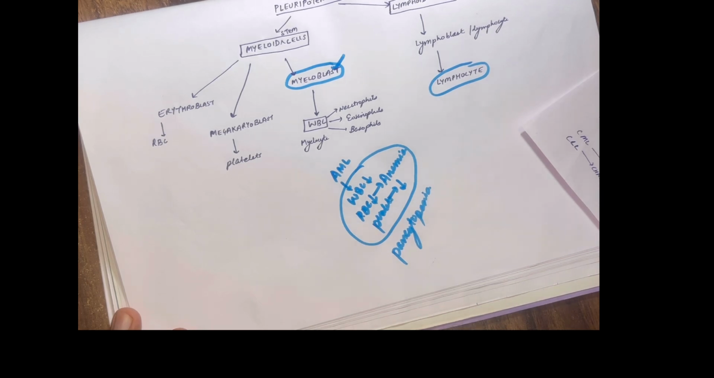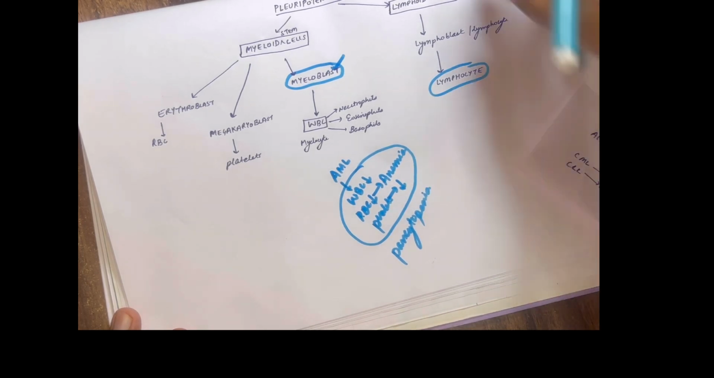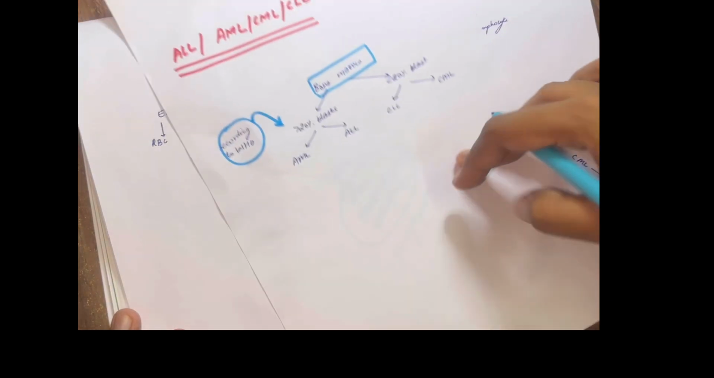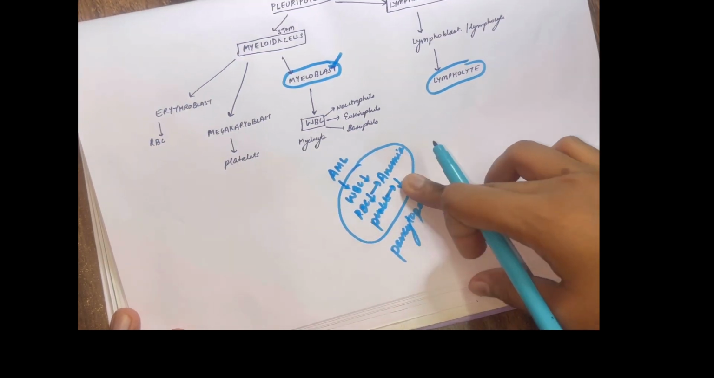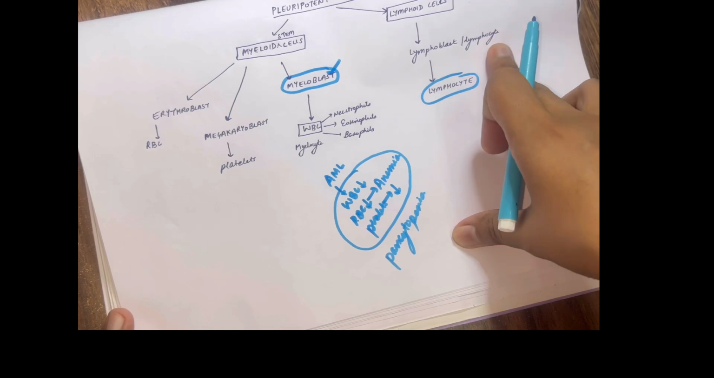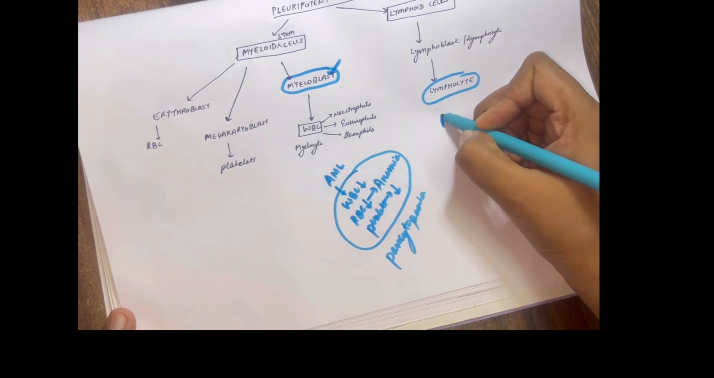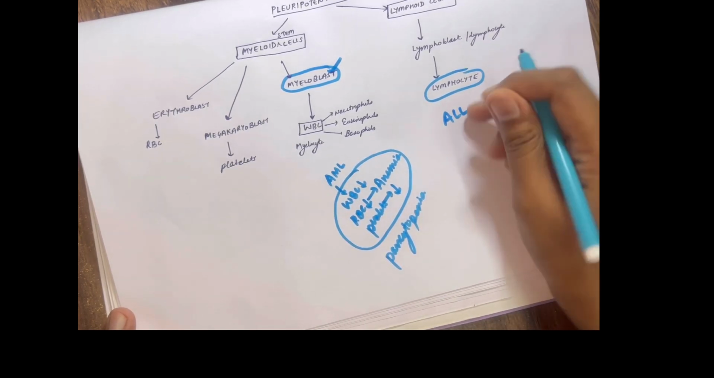Now I told you that more than 20% blast cells should be present. And that can be myeloblast. If it is myeloblast, then that is the case of AML. If it is lymphoblast, then it is the case of ALL. If blast cells are there.